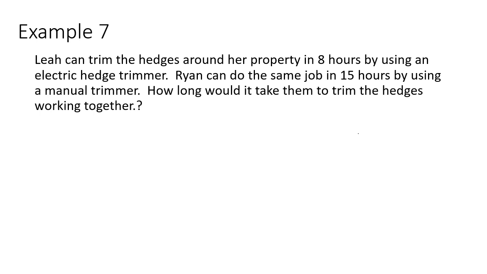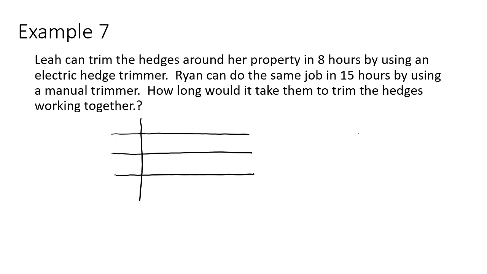So I'm going to do a table here to collect our information. This is basically a sideways version of the beakers that we were looking at earlier. I'm going to have a row for Leah and a row for Ryan. Then I've got three pieces of information: rate, time, and their portion of the job completed, which I'm going to call work, which is just the product of the other two, rate times time. And keep in mind your variable is going to show up in here somewhere.